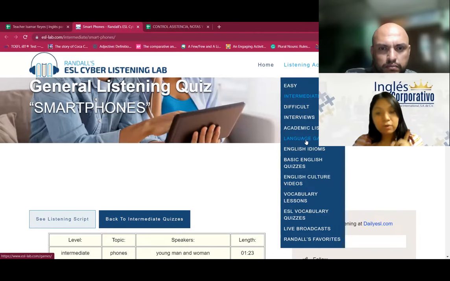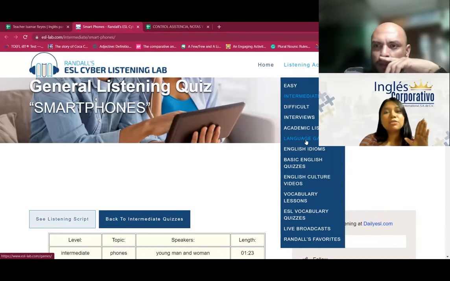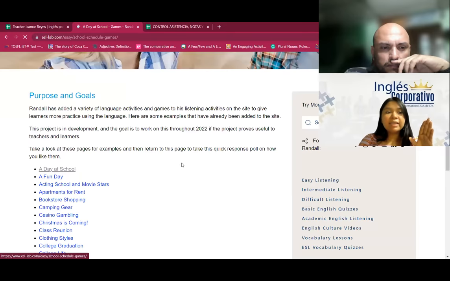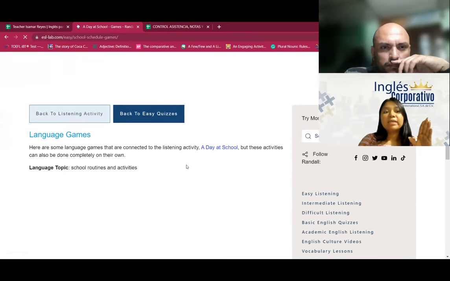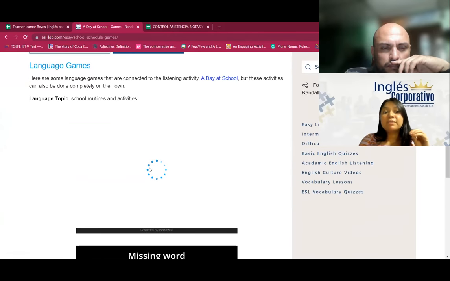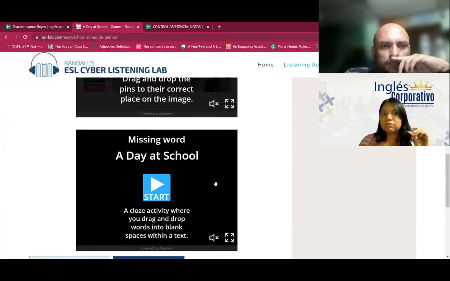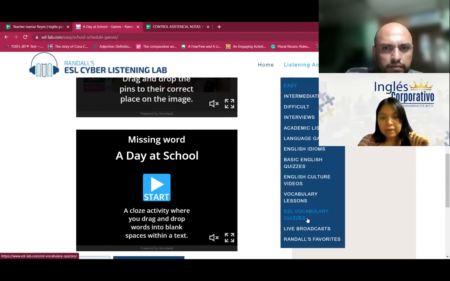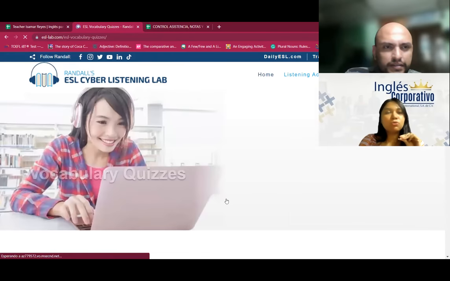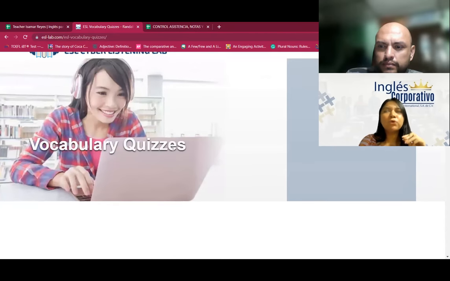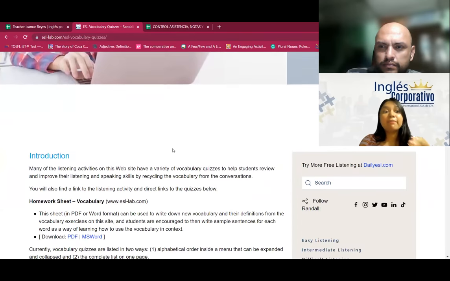Fíjese que si a usted le cuesta lo que usted me dice, aquí en esos de language games, fíjese bien, aquí, a day at school, fíjese. Aquí le dan juegos para que usted venga y repase ese tipo de vocabularios. Lo que usted debe hacer es dar clic aquí y usted va aprendiendo, haciendo las cosas. Entonces, también los exámenes de vocabulario. Eso es súper, esencial y es muy friendly, bien amigable.